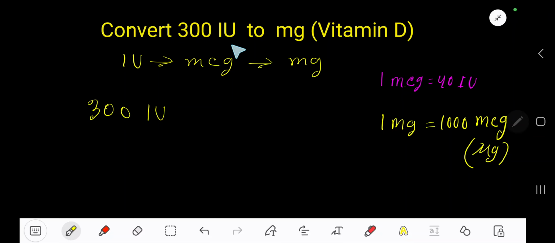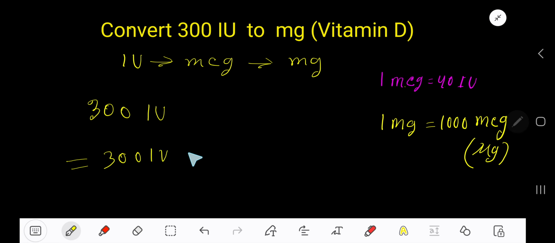How to convert 300 international unit to milligram for vitamin D? So at first we will convert this international unit, IU, to microgram. From microgram we will convert to milligram. This is a two-step process. So our given information is 300 IU.